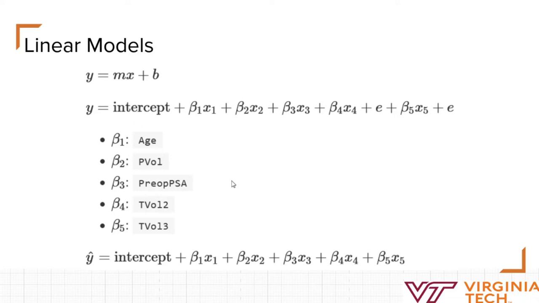So when we think about linear models, in proper statistics terms, once we fit our model, the actual line we're going to draw, instead of regular y, is y hat, meaning this is the y that I've calculated. So that's a little bit of a technical term. But let's say here in our data set, we care about five variables: age, tumor volume, pre-op PSA. Tumor volume comes in three different pieces. So there's one, two, and three.